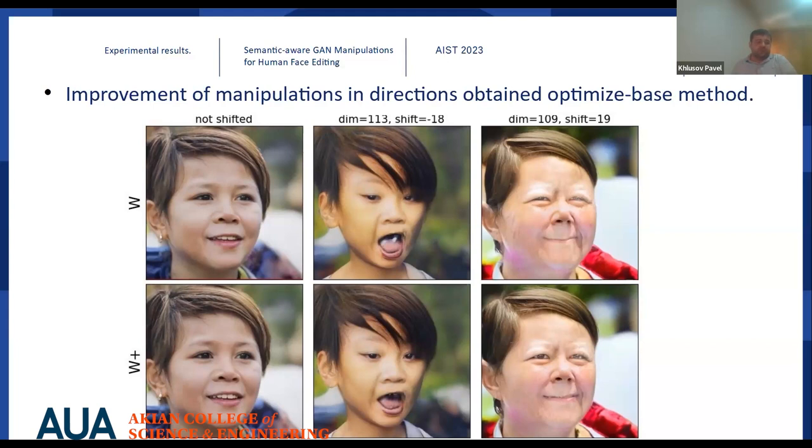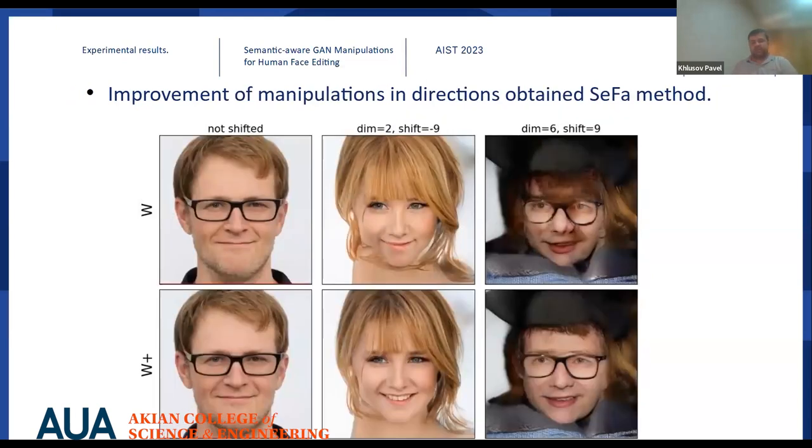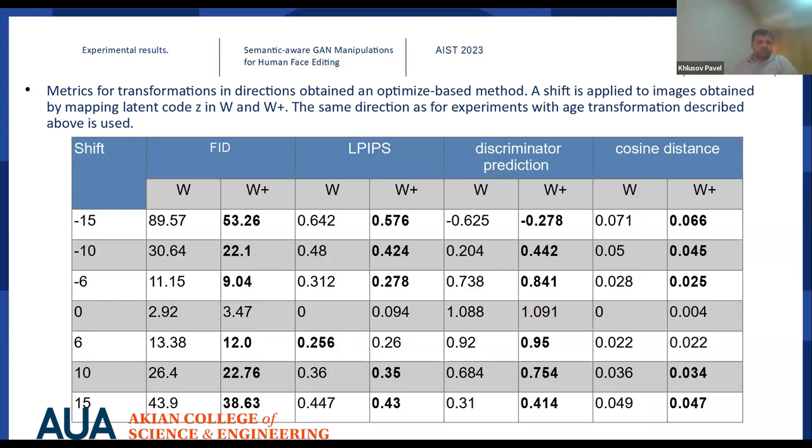They are obtained without applying shifts. For images in the second and third columns, we can see that images obtained by the modified generator look more natural. We have a more natural color, more natural face features, as well as fewer artifacts. We can see a similar picture in the case when we apply shifts in the direction obtained by the PCA-based method and in the direction obtained by the closed form factorization method. The results of the visual analysis are confirmed by the values of the metrics.